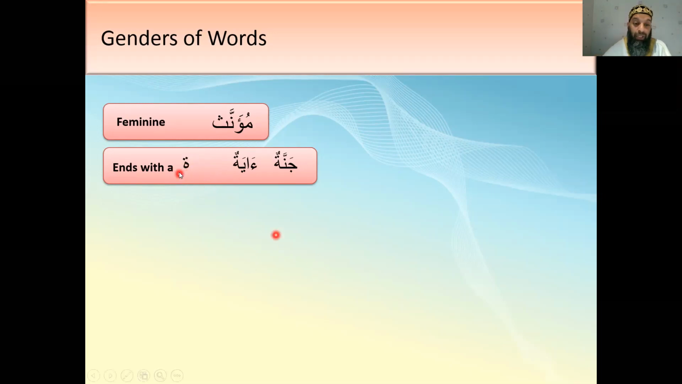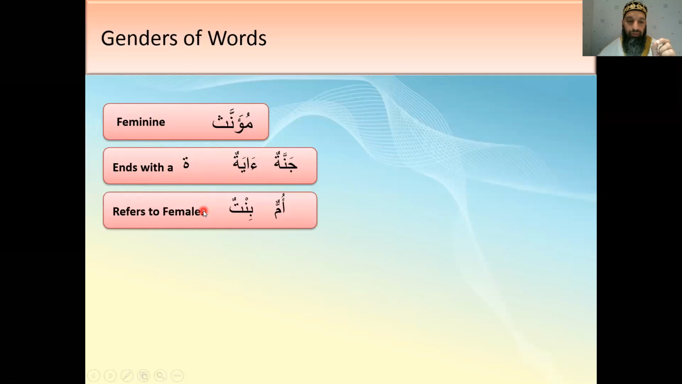Okay, so a noun that ends in ta marbuta is feminine, right? So jannatun, ayatun. It's where you get, you know, Jameel is a boy's name, Jameela is a girl's name, it's a ta marbuta at the end. Salih, Saliha, Abid, Abida, Hafs, Hafsa, right? So a ta marbuta ending denotes that the word is feminine.